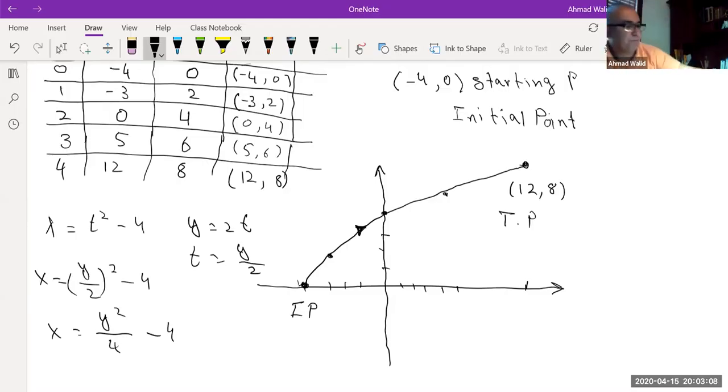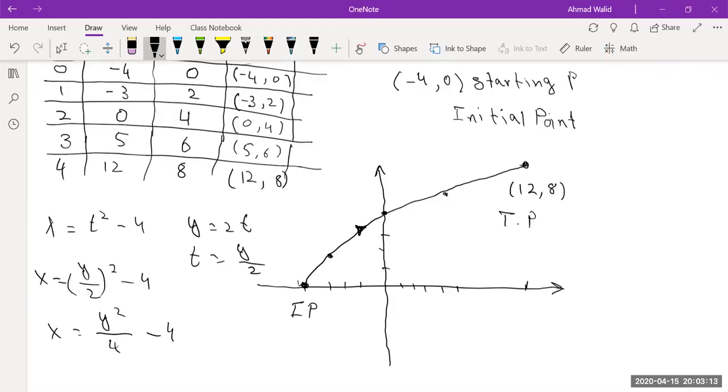Easy, difficult? Easy. Yeah, it's straightforward. Math is easy.